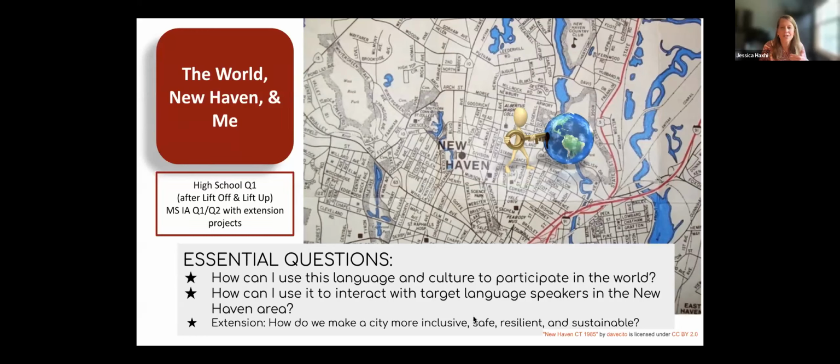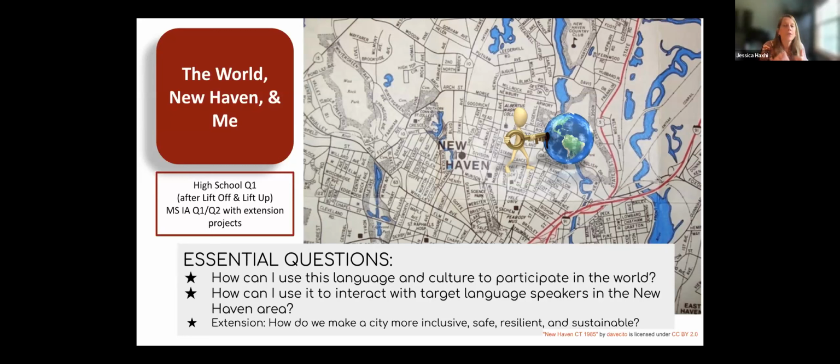And our essential questions are really similar to our year-long ones. How can I use this language and culture to participate in the world? How can I use it to interact with target language speakers in New Haven? And because we went to 5 units now, our middle schools have even more time per unit. So now my middle schools actually have like half a year to do this unit.